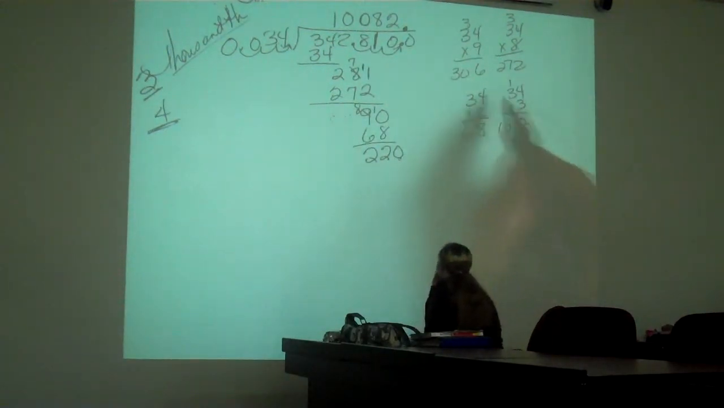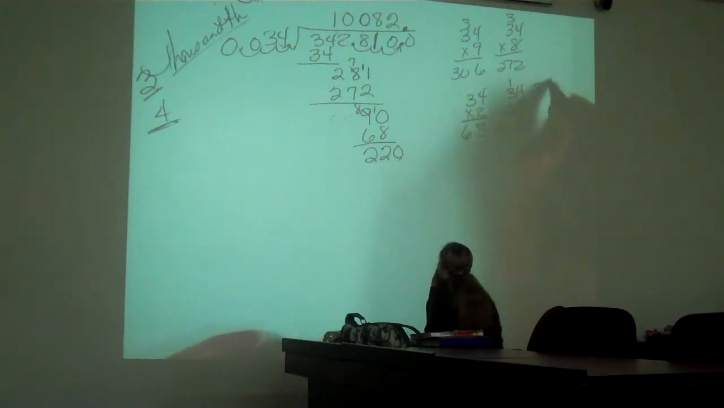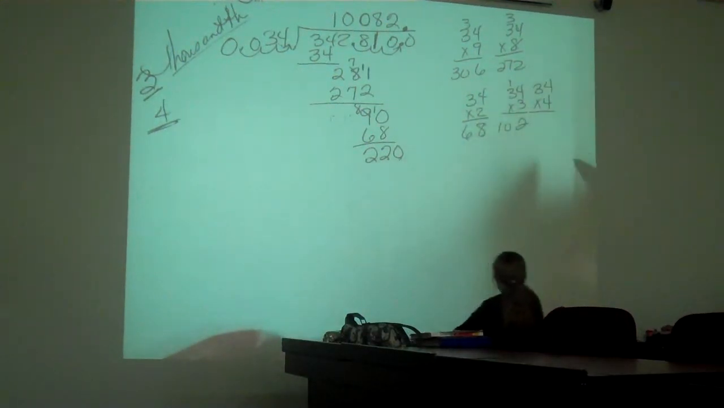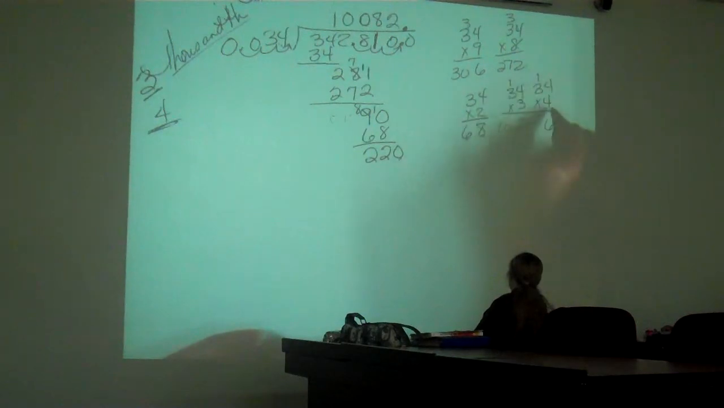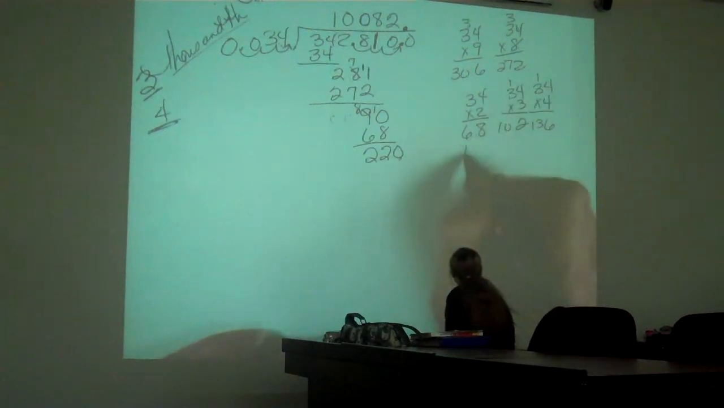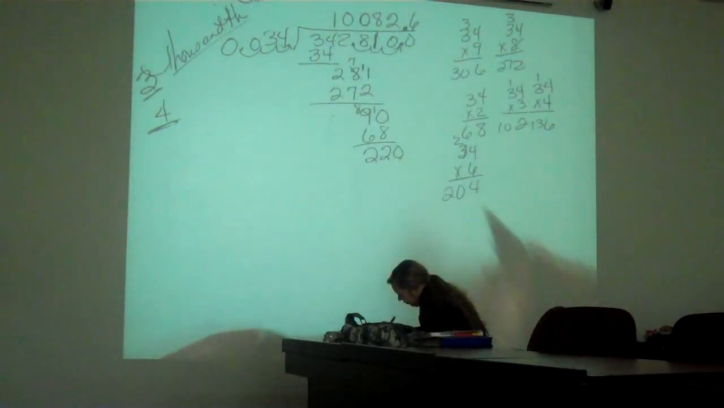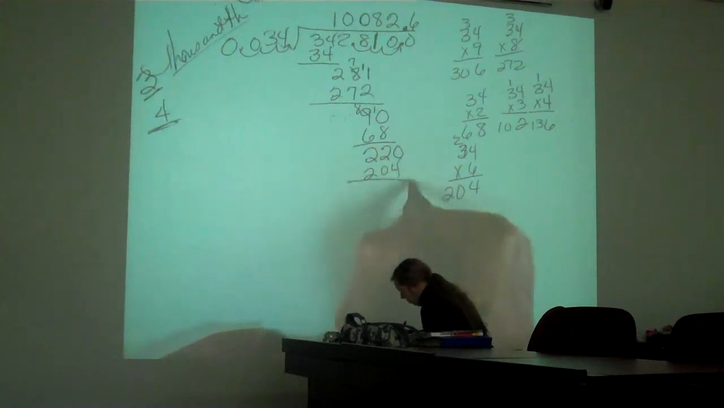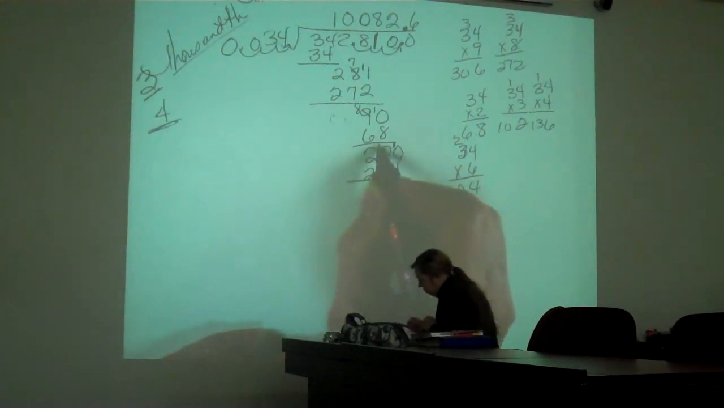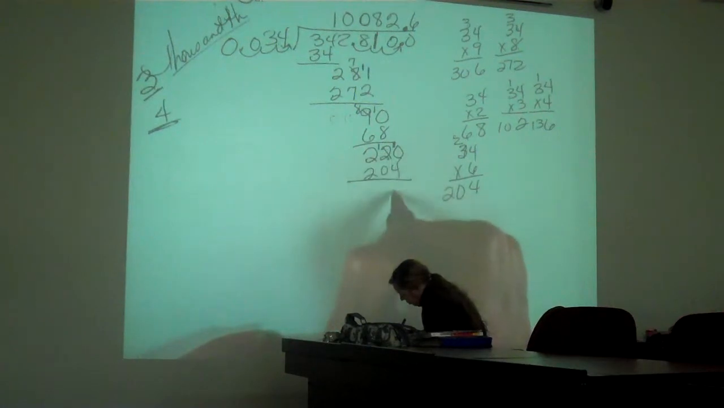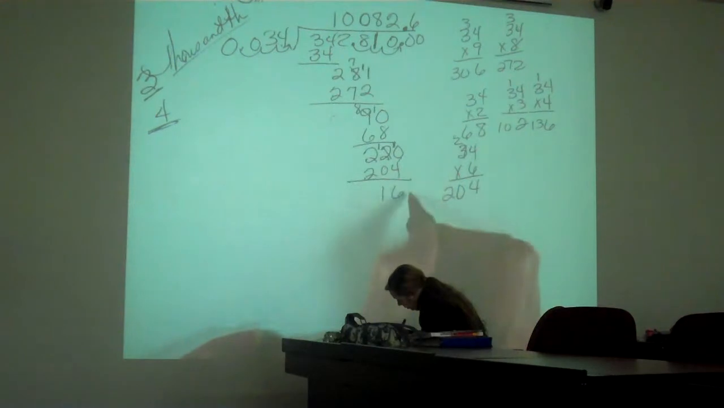Okay, 220, we better try some more numbers here. Let's try 6 maybe. I was thinking 6. Let's try that 6. 34 times 6 is 204. Yeah, it won't go another time, will it? So we'll put a 6 there. Show your borrowing. 10 minus 4 is 6. 1 minus 0 is 1. Another 0, bring it down.